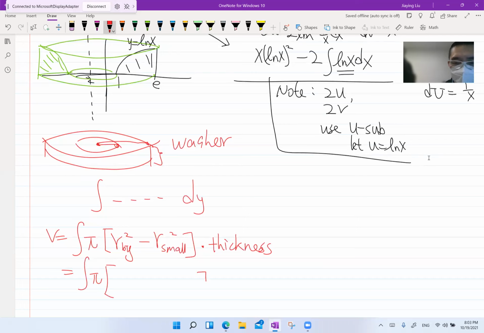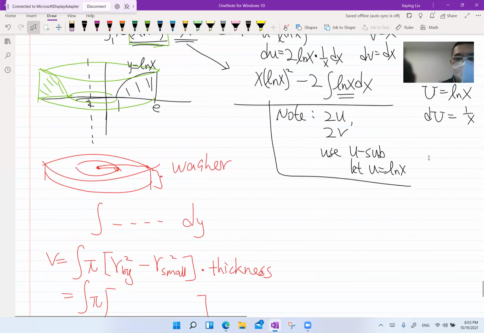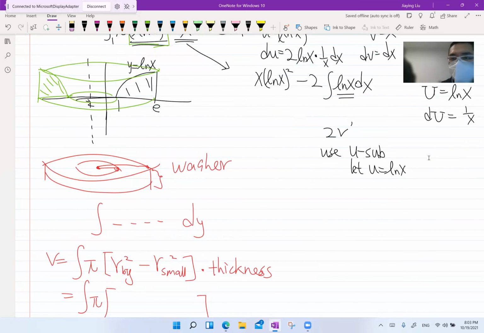And then what is r big and what is r small? Let me just show it on the side here. Let me erase this. So the bigger radius is from the axis of rotation, go all the way to the outside of the solid. Doesn't matter where you draw that, it's always going to be this distance.